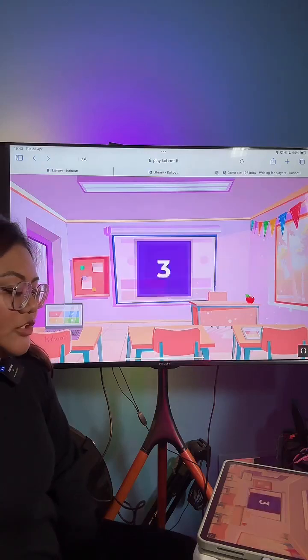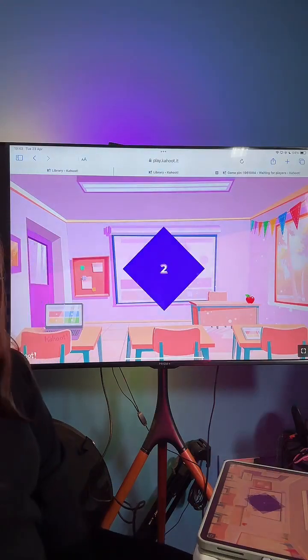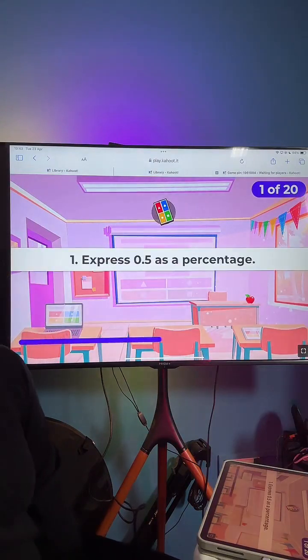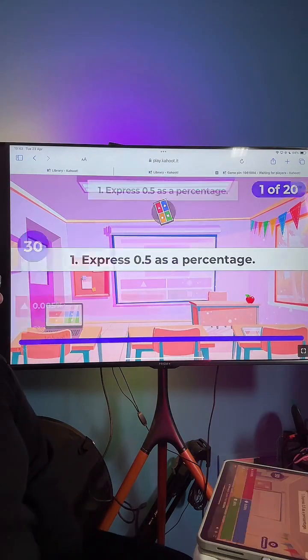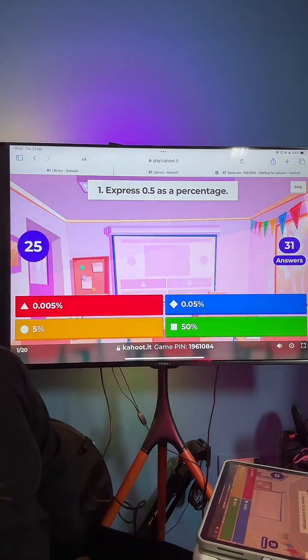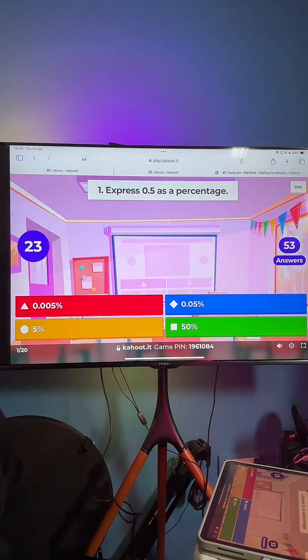Kahoot 1 on ratio, fractions, percentage, decimals. 30 seconds for the first question. Let's go. For those of you who just joined, the game pin is at the bottom of the screen, 1961084. You can still join.